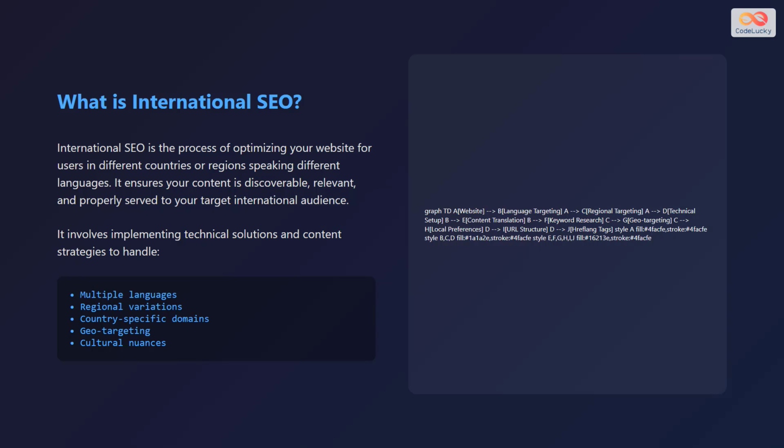As you can see in the diagram, a website is optimized through language targeting, regional targeting, and technical setup. In language targeting, content translation and keyword research is done. In regional targeting, geo-targeting and catering to local preferences are done. In technical setup, URL structure and Hreflang tags are set up.